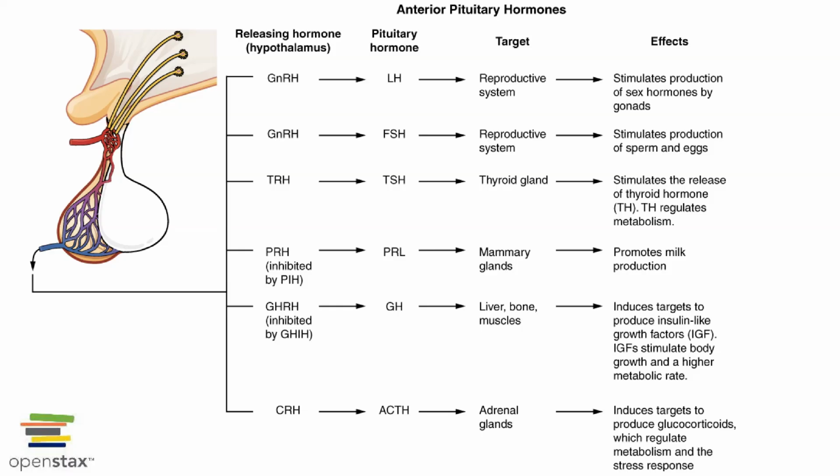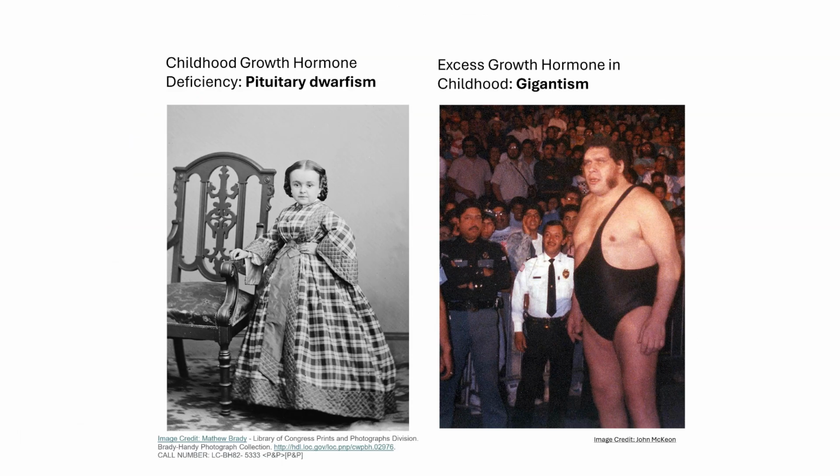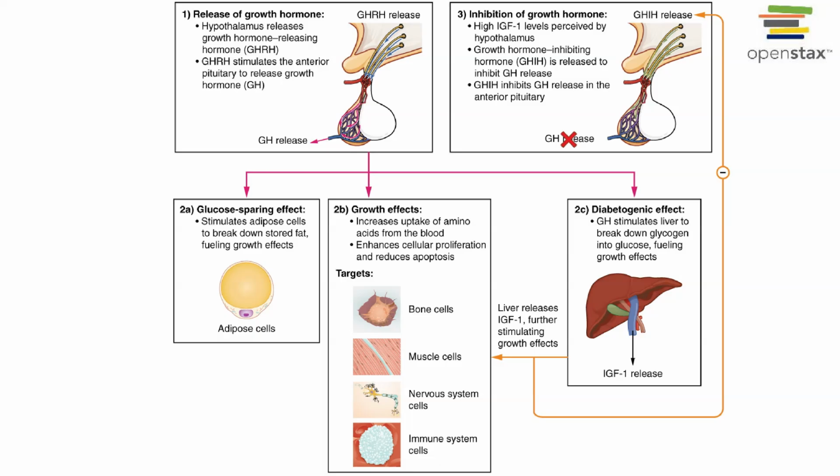Growth hormone is secreted by the anterior pituitary in response to growth hormone-releasing hormone, or GHRH. When GHRH binds to receptors in the anterior pituitary, growth hormone is released. Abnormally low levels of growth hormone during childhood result in pituitary dwarfism. In contrast, excess growth hormone signaling during childhood leads to increased growth rate, causing the tall stature seen in individuals with gigantism.